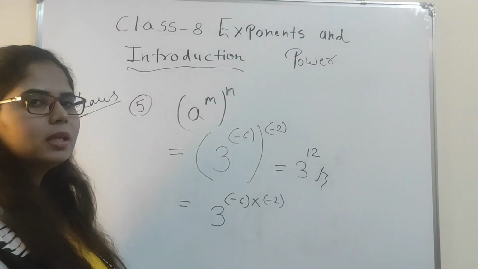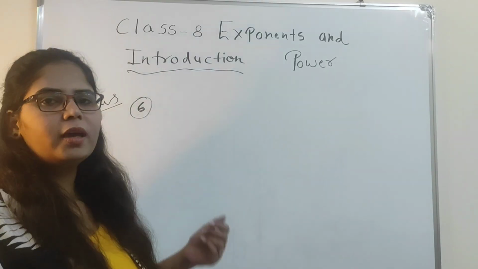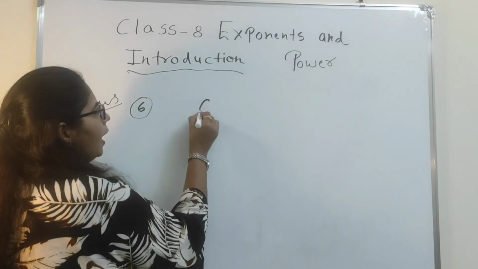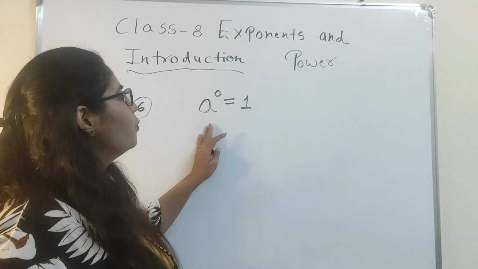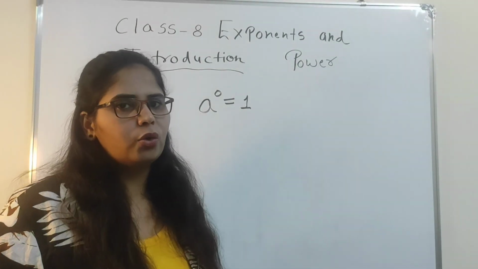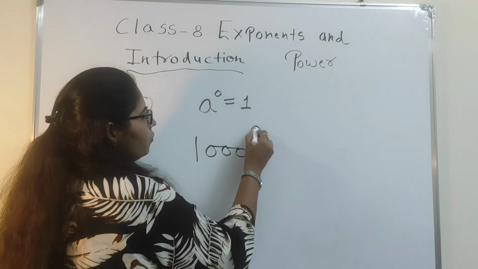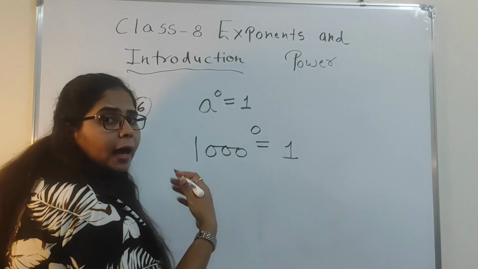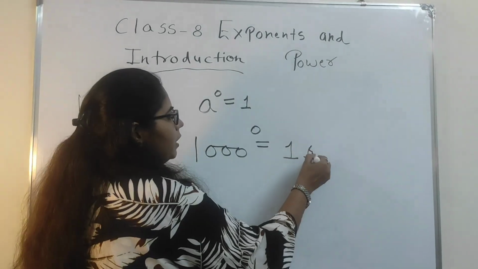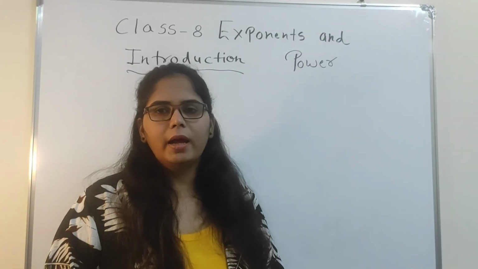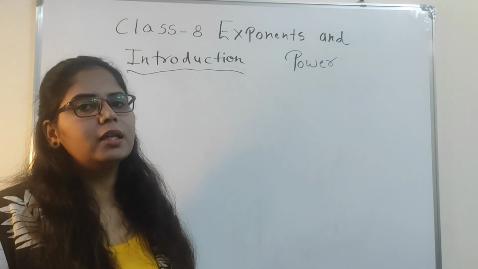Okay, now we will see the sixth law of exponent. The sixth law of exponent is any power of 0 will give you 1. Okay, don't forget, mostly you will write any power of 0 is 0. No, any power of 0 is 1. Suppose I wrote 1000 to the power 0, that is also 1. Means any power of 0 will give you 1. Okay, now the laws of exponent are done and now we will see the standard form. How to write it in the standard form.